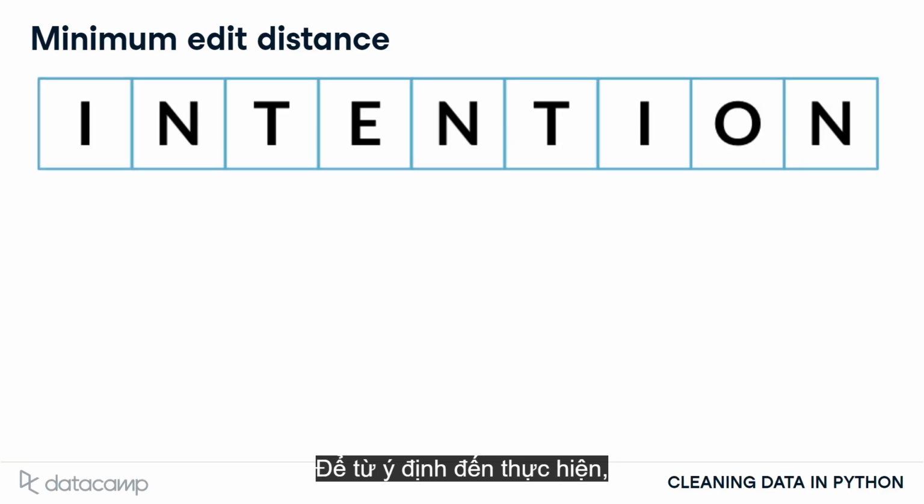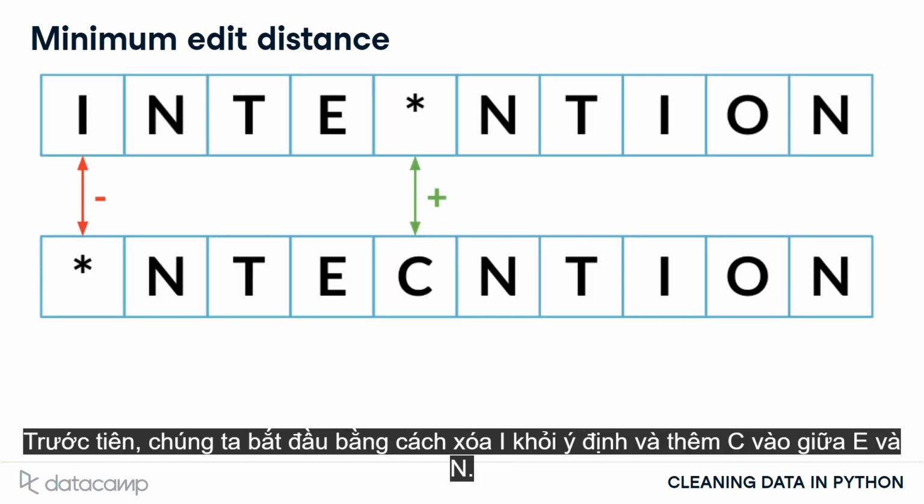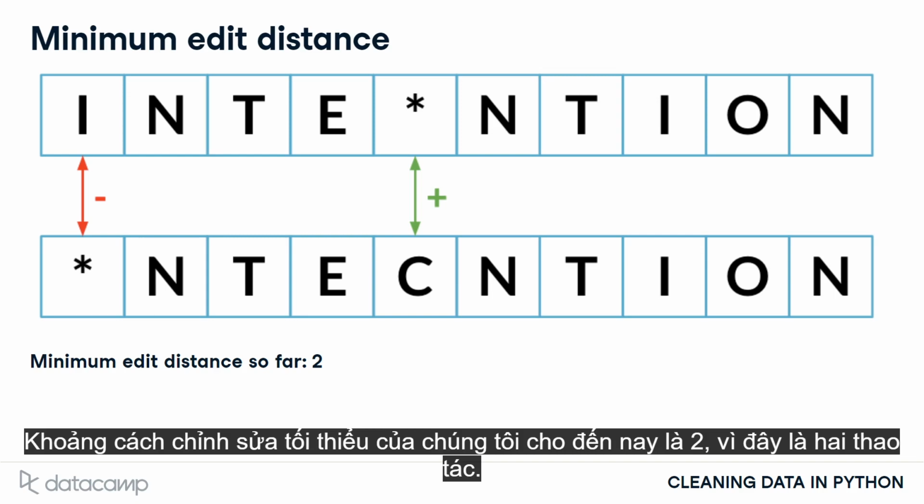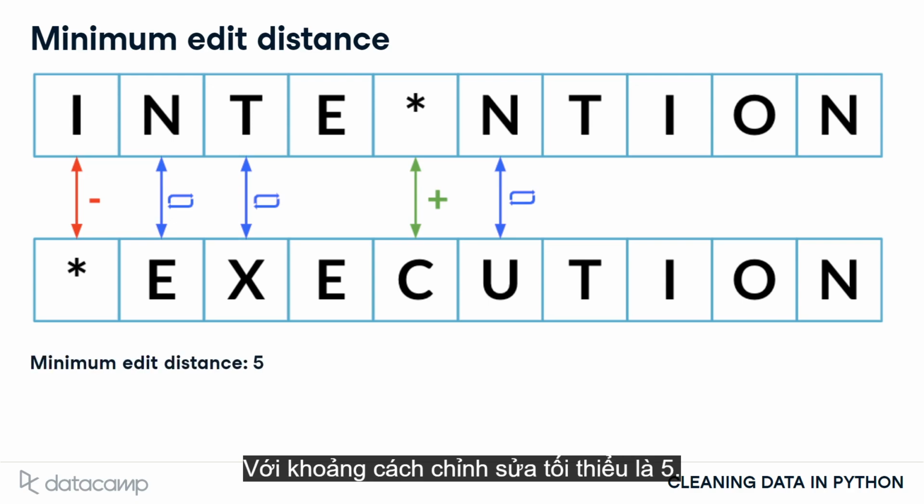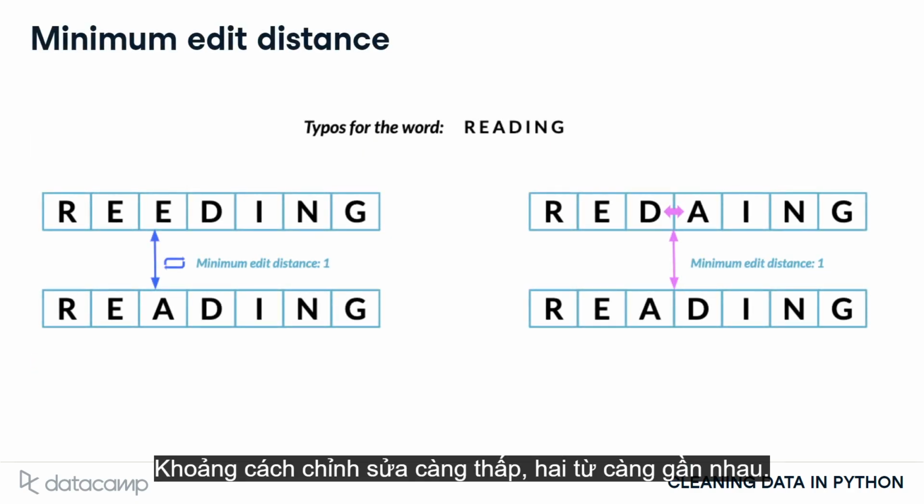To get from intention to execution, we first start off by deleting I from intention and adding C between E and N. Our minimum edit distance so far is 2, since these are two operations. We then substitute the first N with E, T with X, and end with U, leading us to execution, with the minimum edit distance being 5. The lower the edit distance, the closer the two words are.